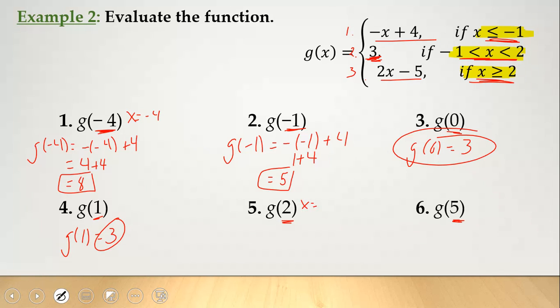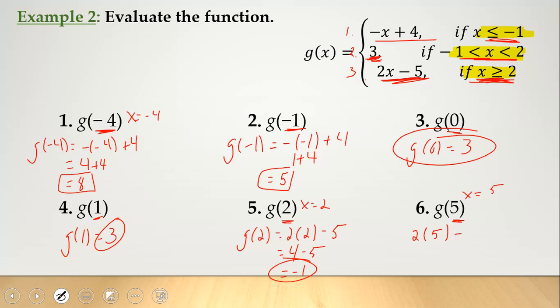Now my x value is equal to 2. So I have to go back to my restrictions. Okay, I use the bottom equation, example number 3, when x is greater than or equal to 2. So g of 2 is going to be equal to 2 times 2 minus 5. That's equal to 4 minus 5. So that's equal to negative 1. And the last one, your x value is equal to 5. So we have to check. Okay, once again, that's using example 3. Plug in the 5 for x. 2 times 5 minus 5. You get 10 minus 5. So g of 5 is equal to 5. So it's all about determining which equation you can use based on your restrictions here.